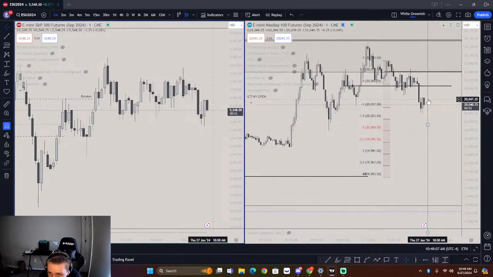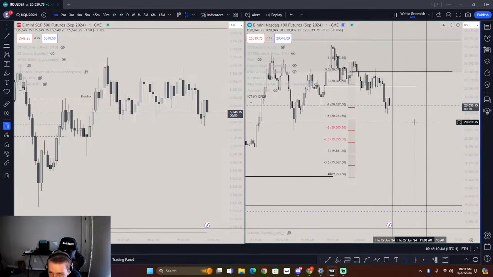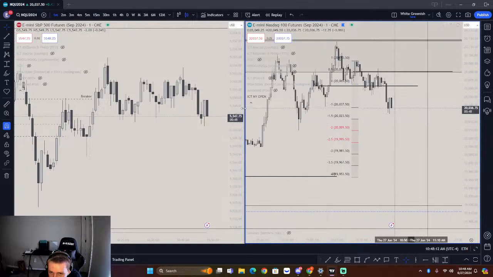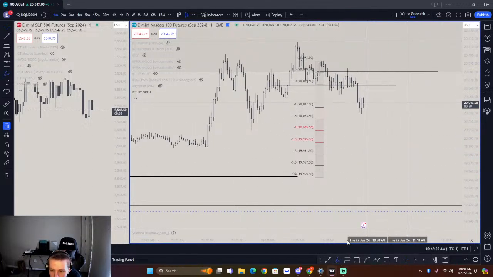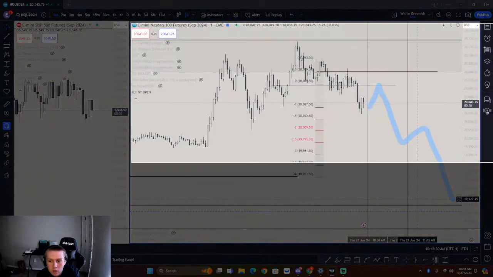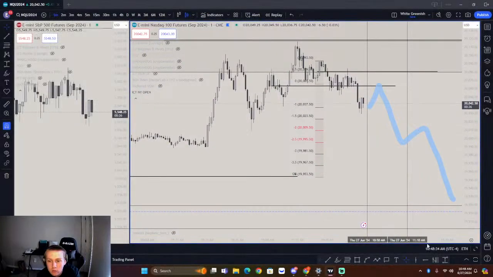I would definitely look to engage in shorts here within this macro. This looks pretty high probability. We'll see what price wants to do.